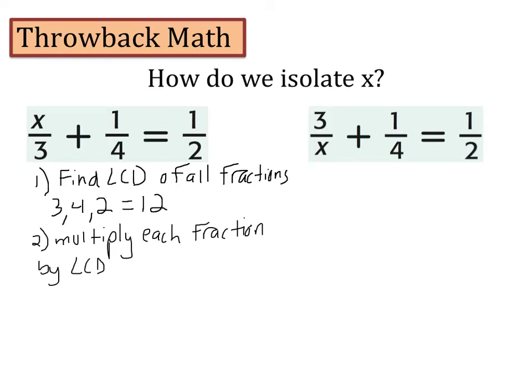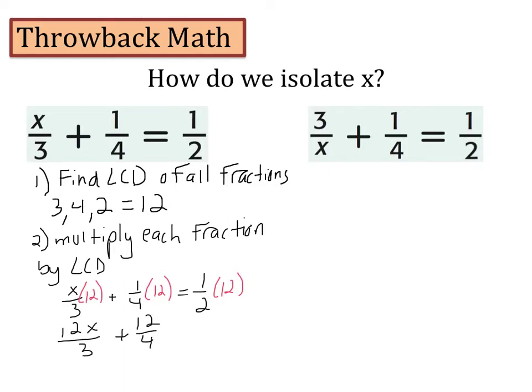So I have my rational equation of x over 3 plus 1 over 4 equals 1 over 2. So I want to multiply each fraction by 12. So I'll multiply this one by 12, this by 12, and this by 12. Then I simplify. Then I have 12x over 3 plus 12 over 4 plus 12 over 2.